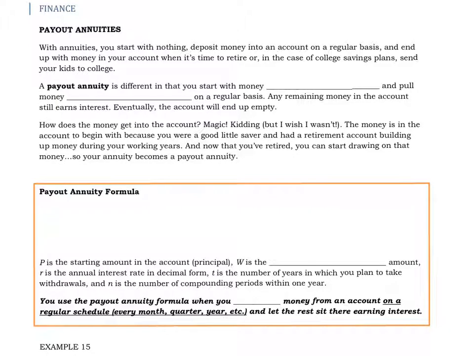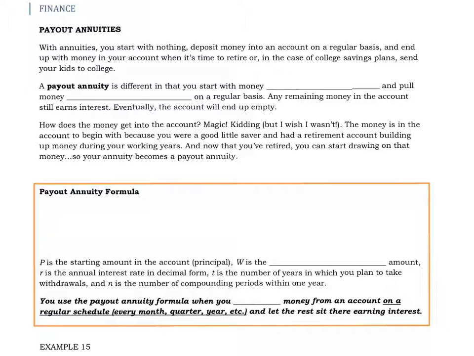All right, let's move on to payout annuities. Now, the benefit of having a retirement account or a college savings account is that eventually that savings plan turns into a payout annuity. In other words, that's how you're getting your income, either to pay off your college bills or to pay your bills because now you're retired. And so that's exactly why you save.